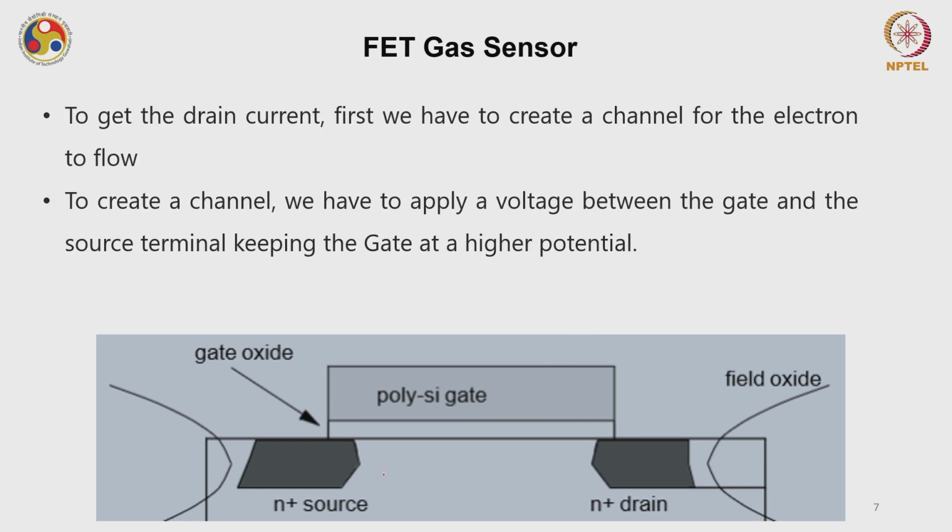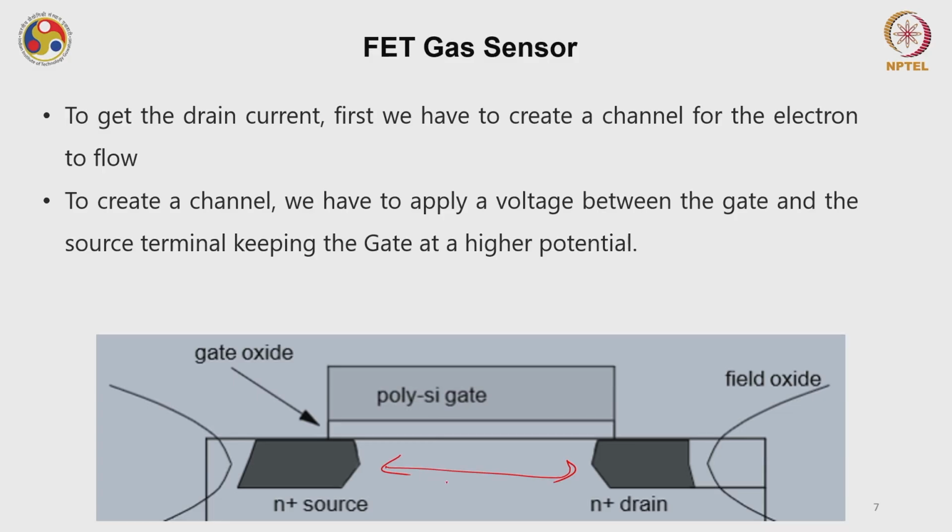Now if you see, there is no channel formed here, and that is why we call it an enhancement type MOSFET. We have to create certain conditions to create this channel. To get the drain current, first we have to create a channel for the electrons to flow. To create a channel, we have to apply a voltage between the gate and the source terminal. So you have to apply some voltage between source and gate terminal, which I am calling VGS.